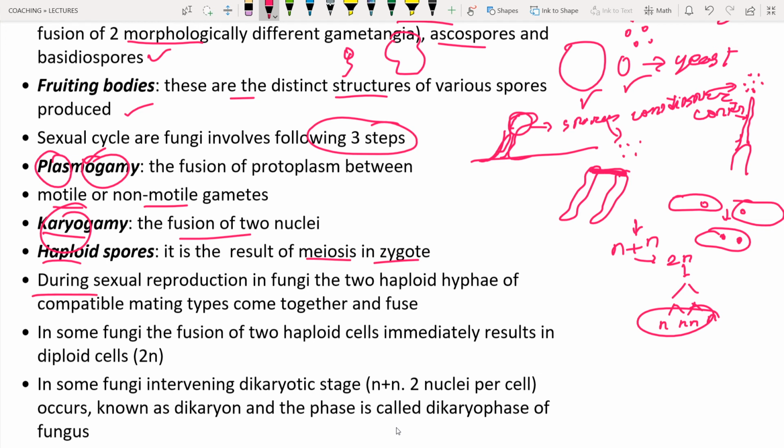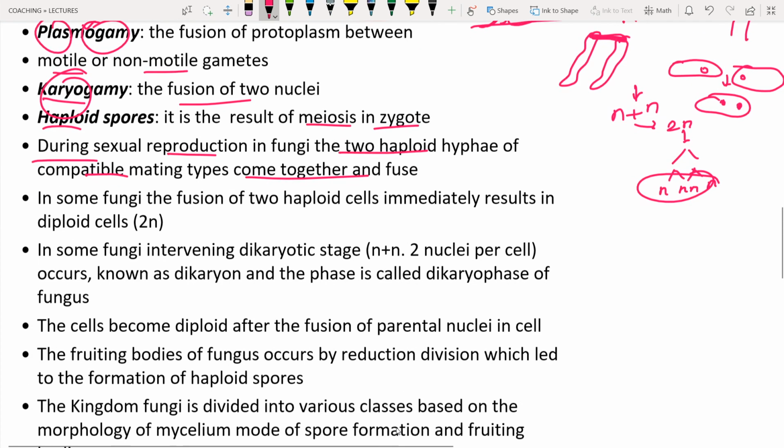During sexual reproduction in fungi, the two haploid hyphae of compatible mating types come together and fuse. In some fungi, the fusion of the two haploid cells immediately results in 2N. Just now we have discussed the 2N production. But in some fungi, an intervening dikaryotic stage, that is N plus N, with 2 nuclei per cell, will occur. It means they are not going to fuse. Here there is a fusion of the nucleus, but in some organisms the nuclei remain separate. So there is no fusion of the nuclei.